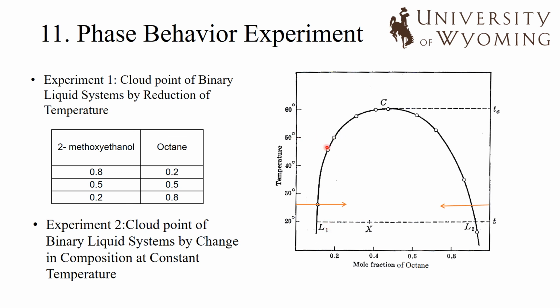For the 0.2 mole fraction, for example, it will happen around 50. For the 0.5, it will happen around 60. And for the 0.8, it will happen also below 50. So we record those temperatures, and once we do that, we have the binodal curve. We have 5 points on the binodal curve. Of course, these temperatures will differ from one fluid to another, and based on the pressure and everything else.